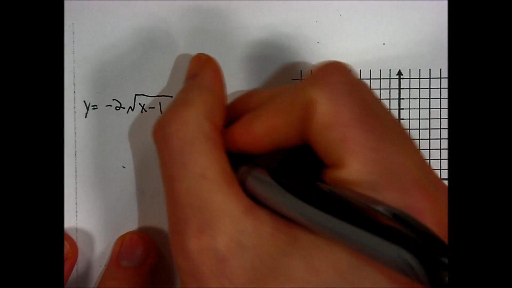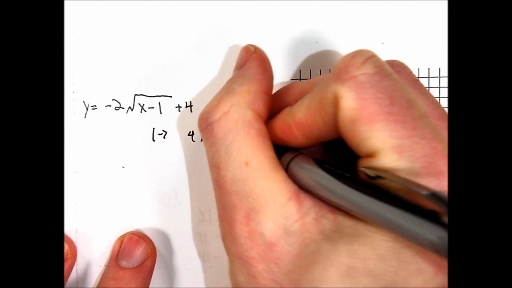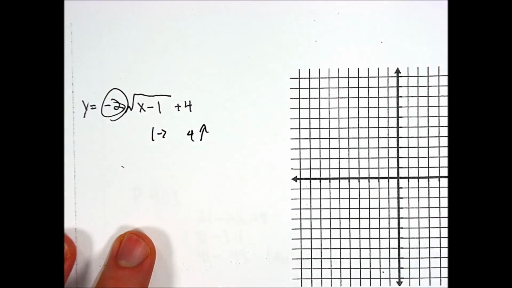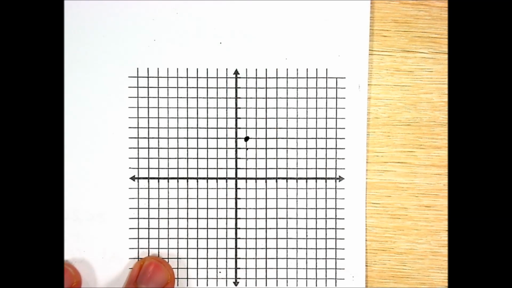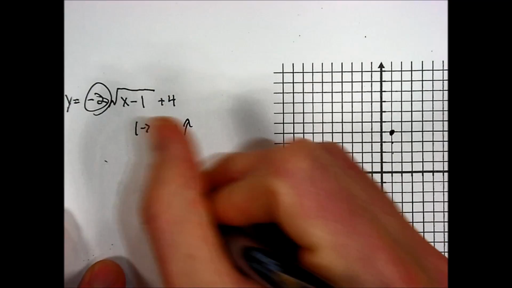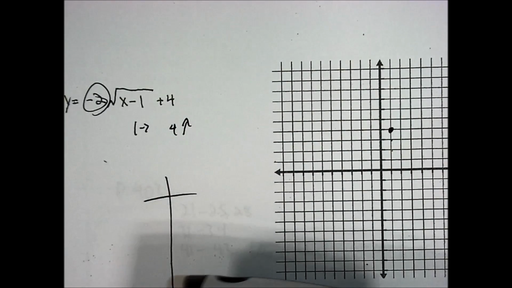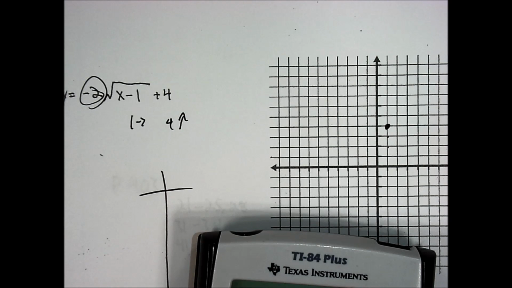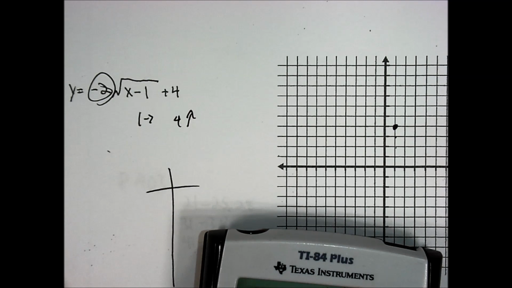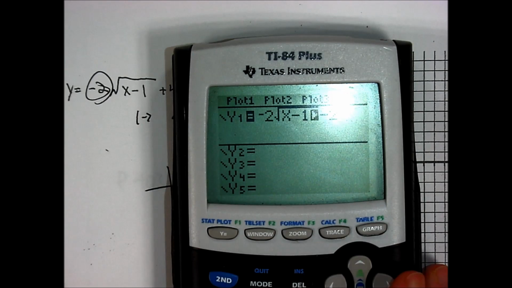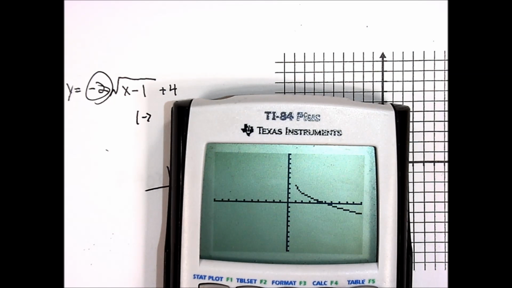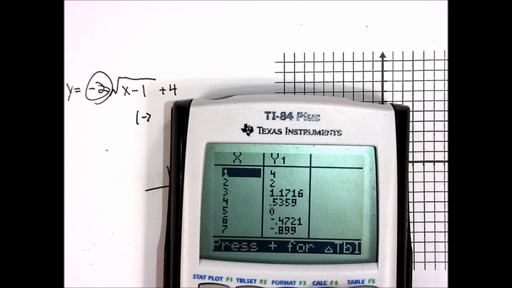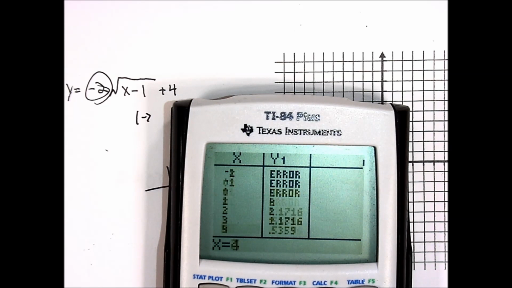Okay, another one here. This is going to be 1 to the right, 4 up, and then we'll have that negative 2 multiplier. It means we're going to be going down, and go down twice as fast. So 1 to the right, 4 up. Okay? So we can make a chart. You type it in your calculator, get an idea of what it's going to look like, and then do your chart. Alright, and just get the nice points.